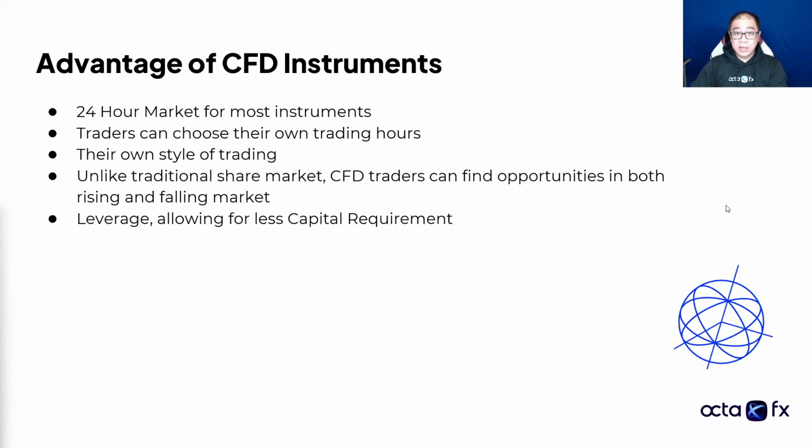So you can actually sell high, buy low. You don't need to buy low and sell high, but obviously you can do both with the CFD market. It's just easy to take advantage of a rising and a falling market. You can go short, you can go long, you can sell, you can buy, whatever you want. It is actually easy to execute, and we'll show it to you later on. And then there is leverage, and this allows for less capital requirement.